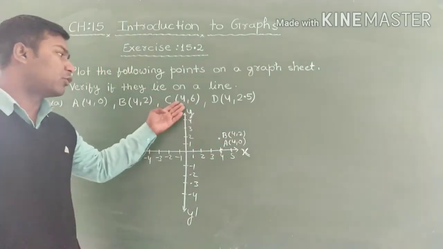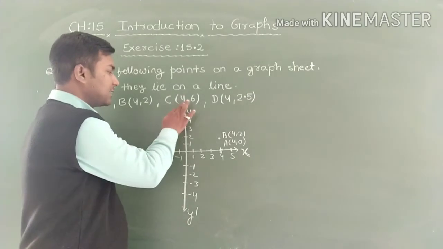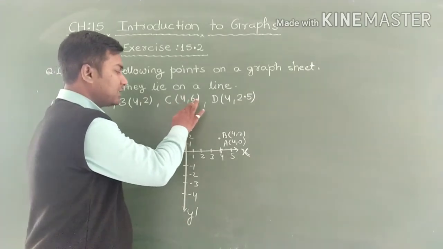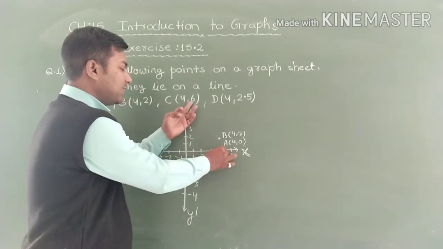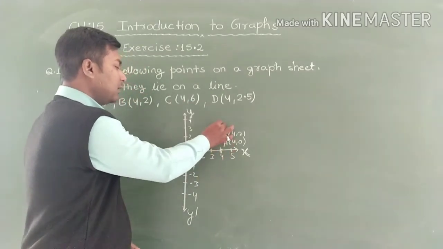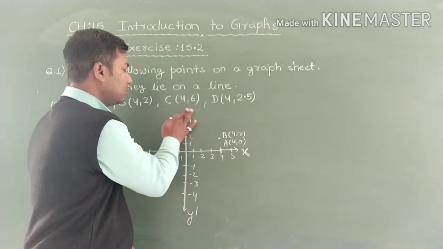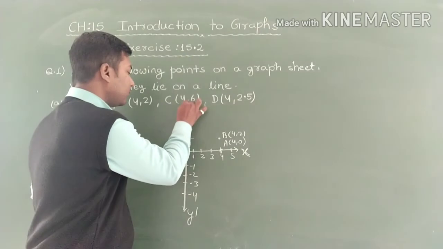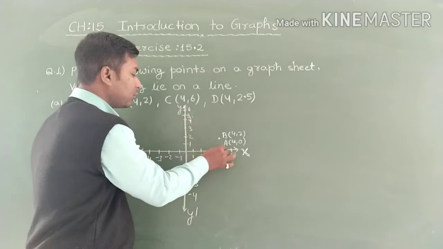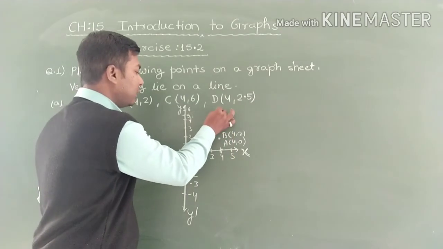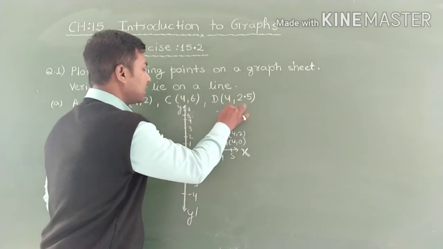Similarly, point C 4, 6. Okay, so on the x-axis 4 and on the y-axis 6. So on the x-axis 4, so this one is 4 and y-axis 6. So it goes upward. At what point? 6 point. So 4 is given. Okay, this is y. Now 4 goes up to 6. So at this point, this is point C, 4, 6.